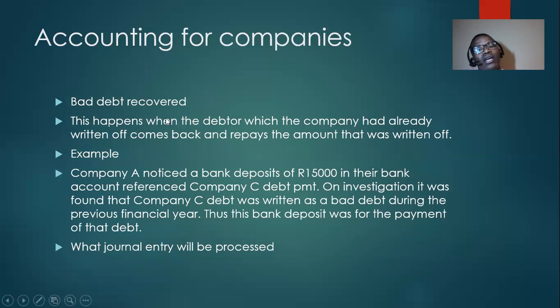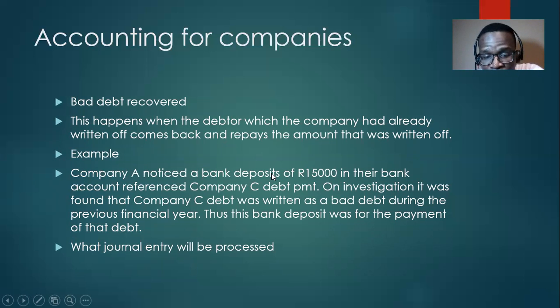Then last but not least, we have bad debt recovered, right? So this happens when the debtor which the company had already written off comes back and replaces the amount that was written off. So there's this company, it was owing us, we wrote that bad debt off. Then the company comes back like, okay, I'm back. I was able to survive the COVID-19 situation, so I'm going to pay you guys back. Then they pay back. I'll elaborate on this more with an example.